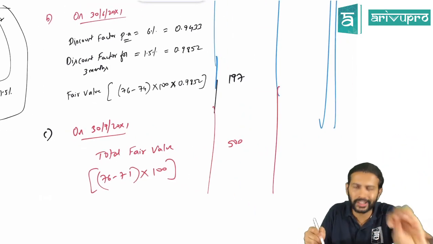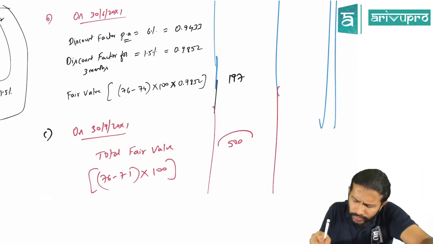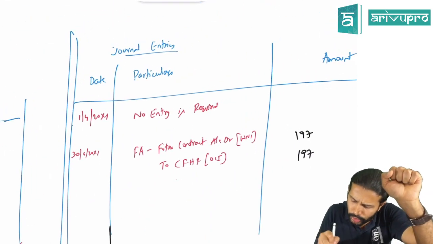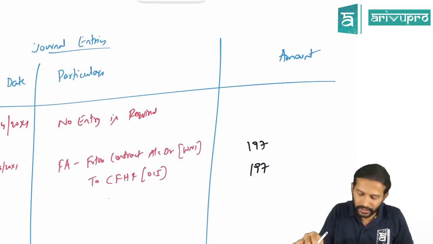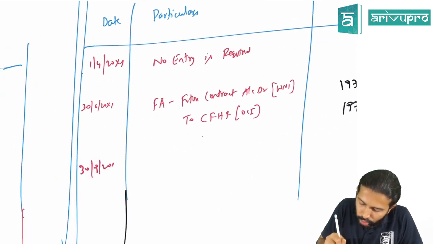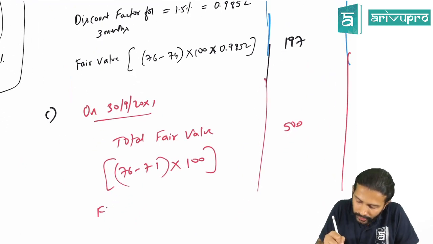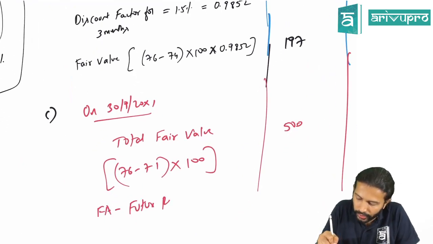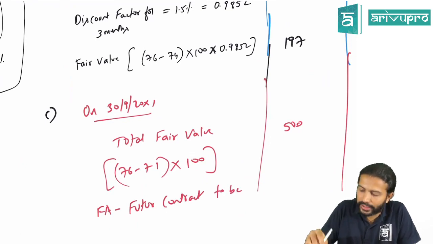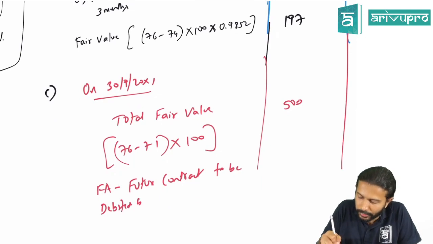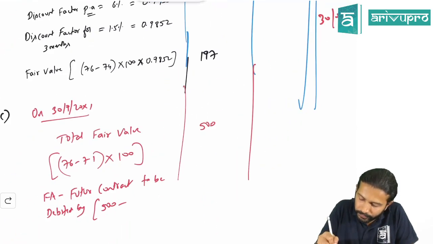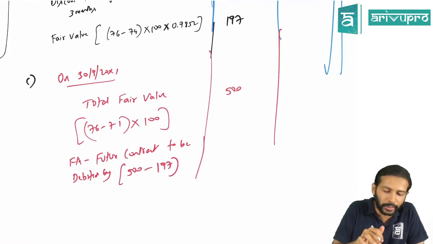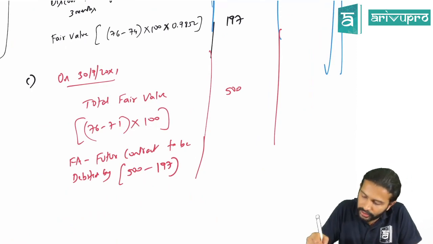So I should show this derivative at fair value, right? The fair value of that future contract is 500 rupees. But have I booked 500 in my books? No, I have shown only 197. So on 30th September 20x1, check here, financial asset, future contract, to be debited by how much? I have to recognize at 500, but I have currently recognized it at 197. That means I have to increase it from 197 and bring it up to 500. So that will be 303 rupees.